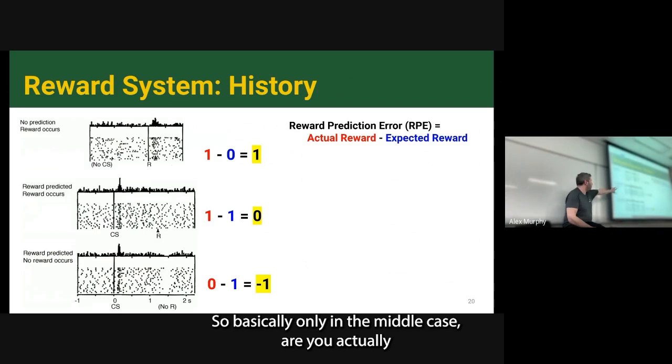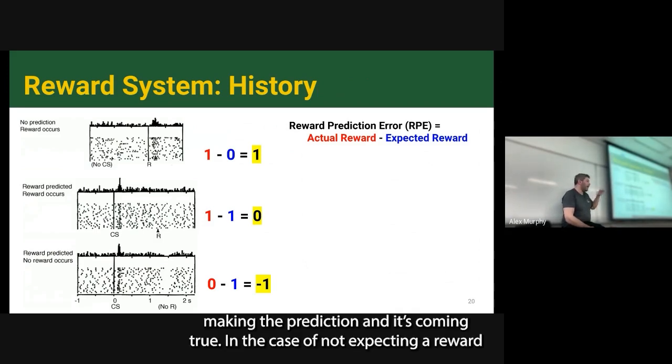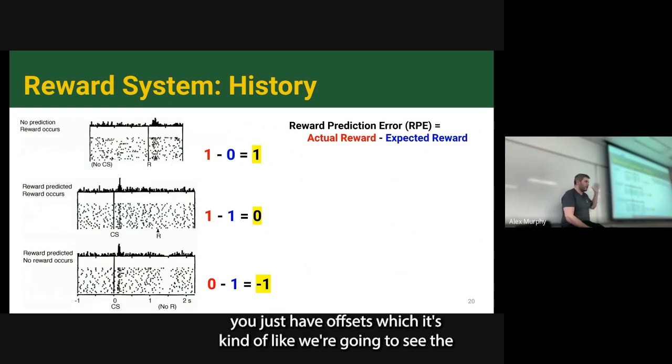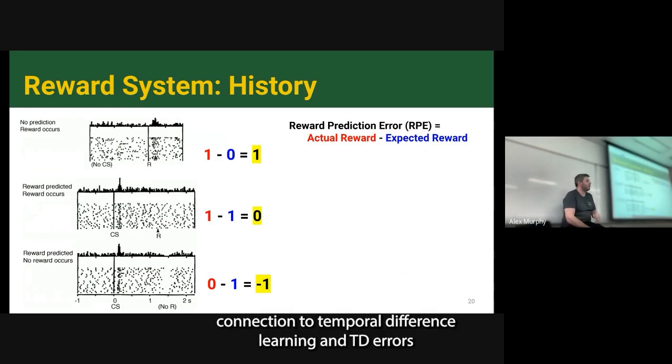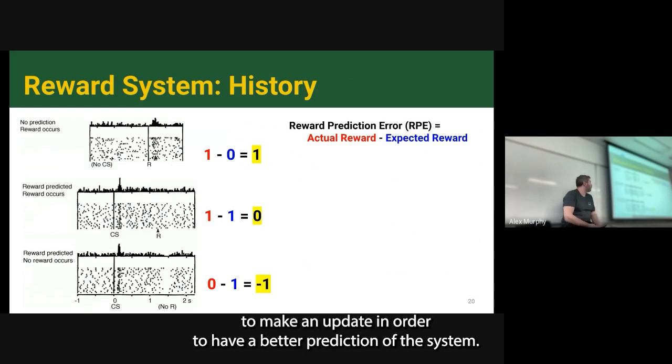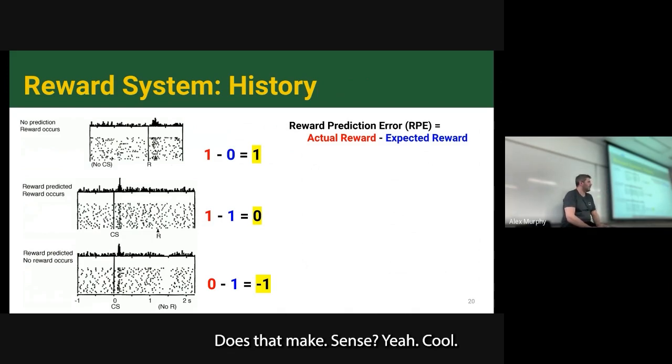So basically, only in the middle case are you actually making the prediction and it's coming true. In the case of not expecting a reward and receiving one, or expecting one and not receiving one, you just have offsets. We're going to see that connected to temporal difference learning and TD errors, where you just need to know by what amount and what sign to make an update in order to have a better prediction of the system. Does that make sense? Yeah.